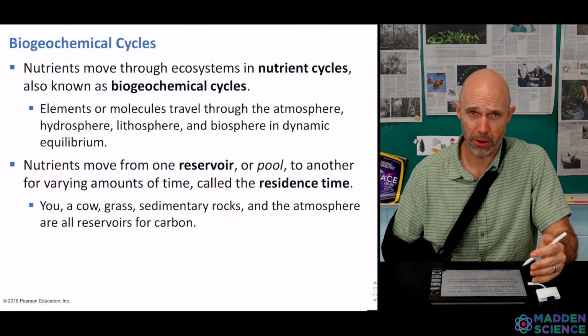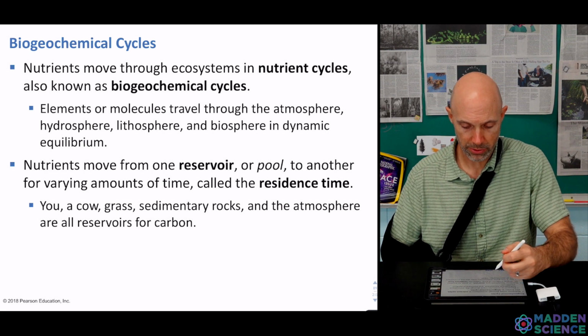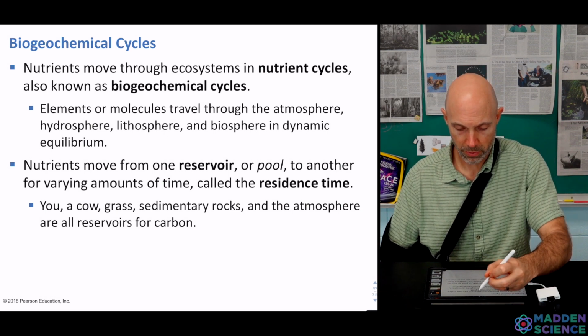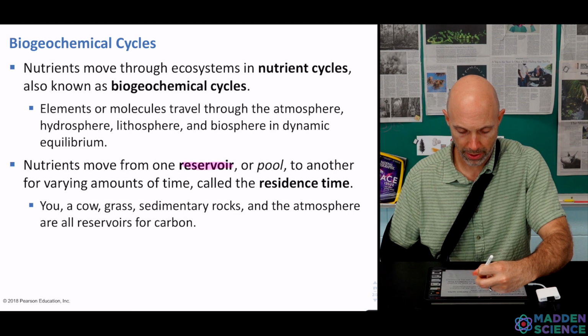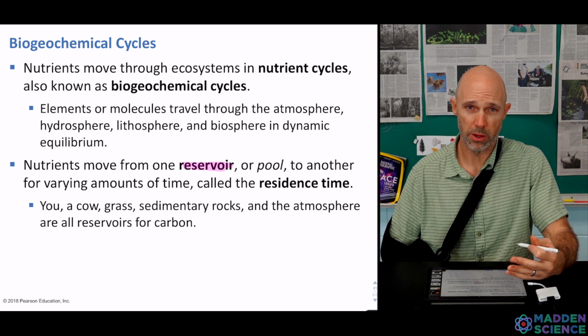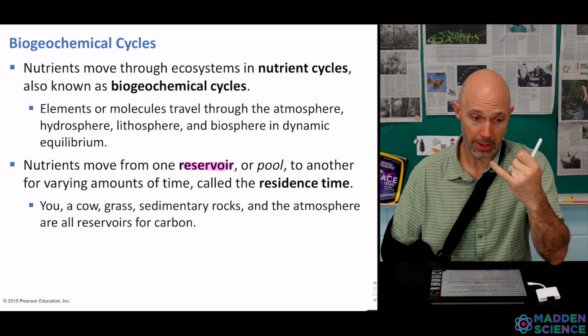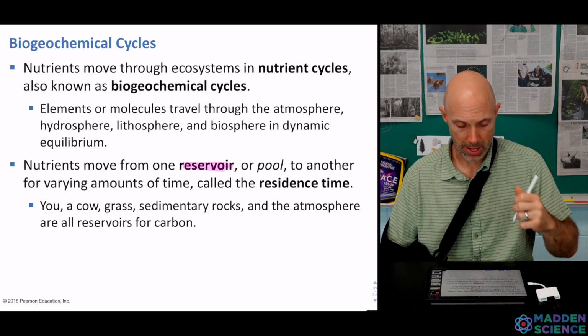So in general, for biogeochemical cycles, again, nutrient cycles, we got important terms here with the reservoir or pool where those elements, those nutrients are stored. Again, for our case, with the four, we've got carbon, nitrogen, phosphorus as elements, and then water as a molecule.